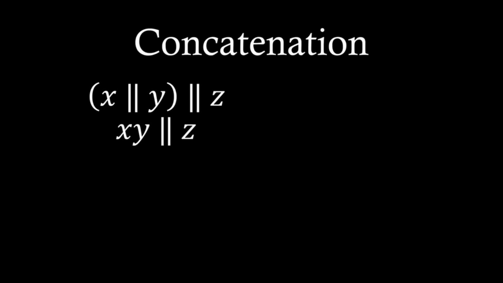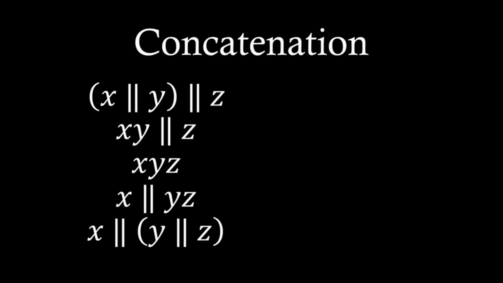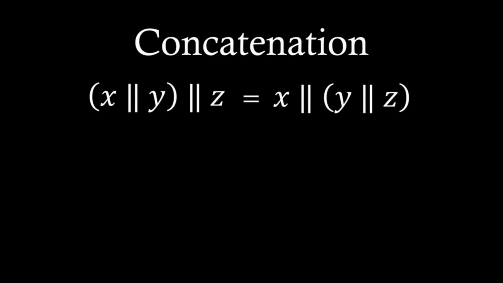Let's show that it is associative by evaluating this expression. First, we will concatenate what is in the parentheses. x concatenated with y is xy. Then we will concatenate xy to z. The result is xyz. xyz is the same as x concatenated with yz, and yz is the same as y concatenated with z. And we find that concatenation is associative.